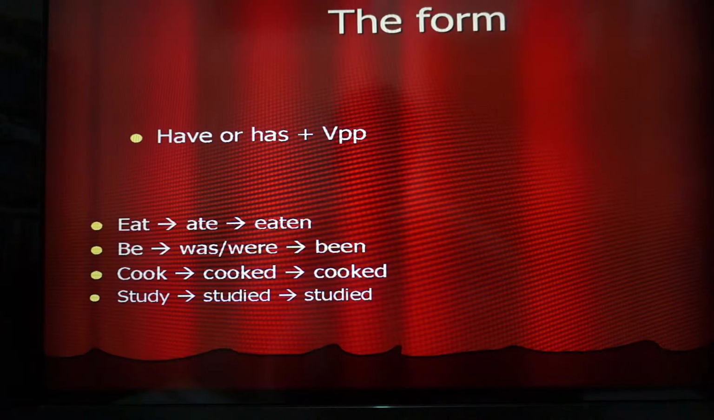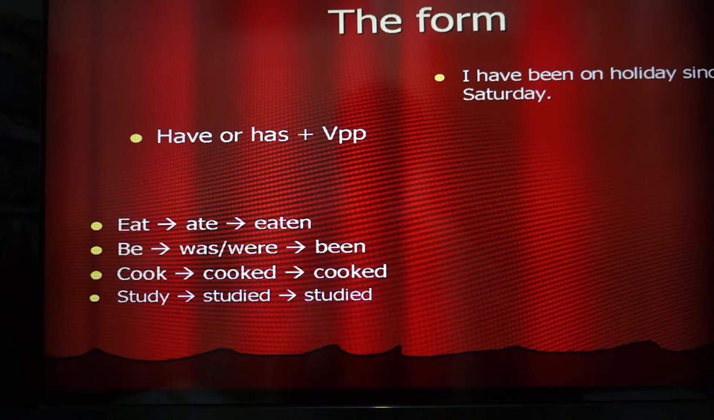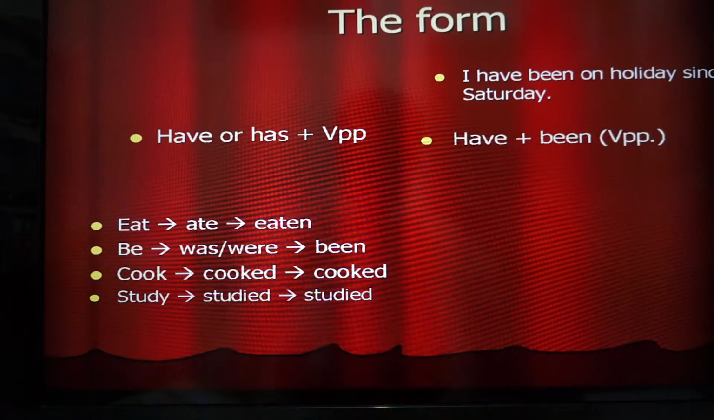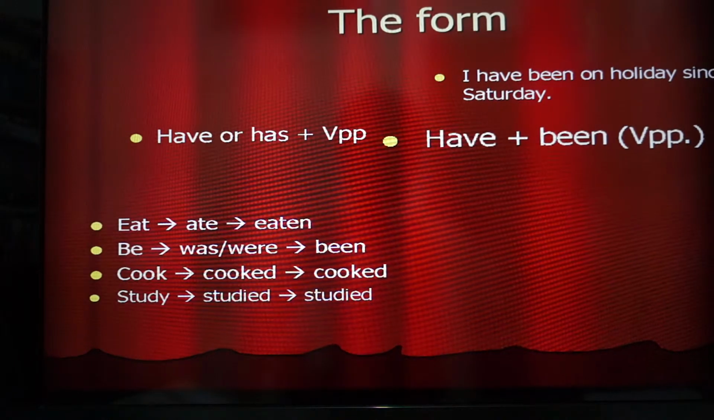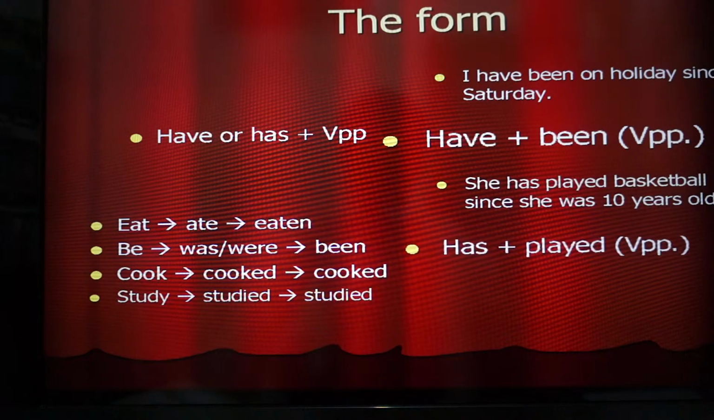Let's see how we use it in the sentence. I have been on holiday since Saturday. Have and been. Been is the verb PP. She has played basketball since she was 10 years old. Has and played. Played is the verb PP.